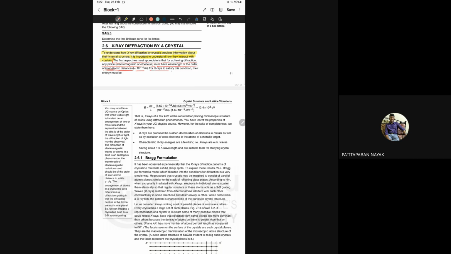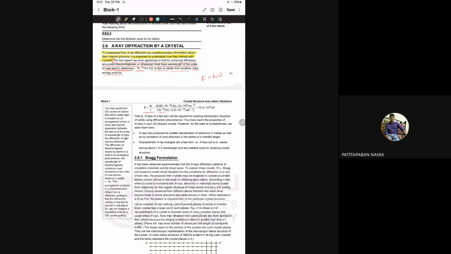For X-rays to satisfy this condition, their energy is E equals h nu, where nu equals c by lambda. That's why E equals hc by lambda. Substitute the value of h, which is 6.62 into 10 to the minus 34 joule second, c as 3 into 10 to the power 8 meter per second, and lambda. What should be lambda? Lambda is 10 to the power minus 10 meter.